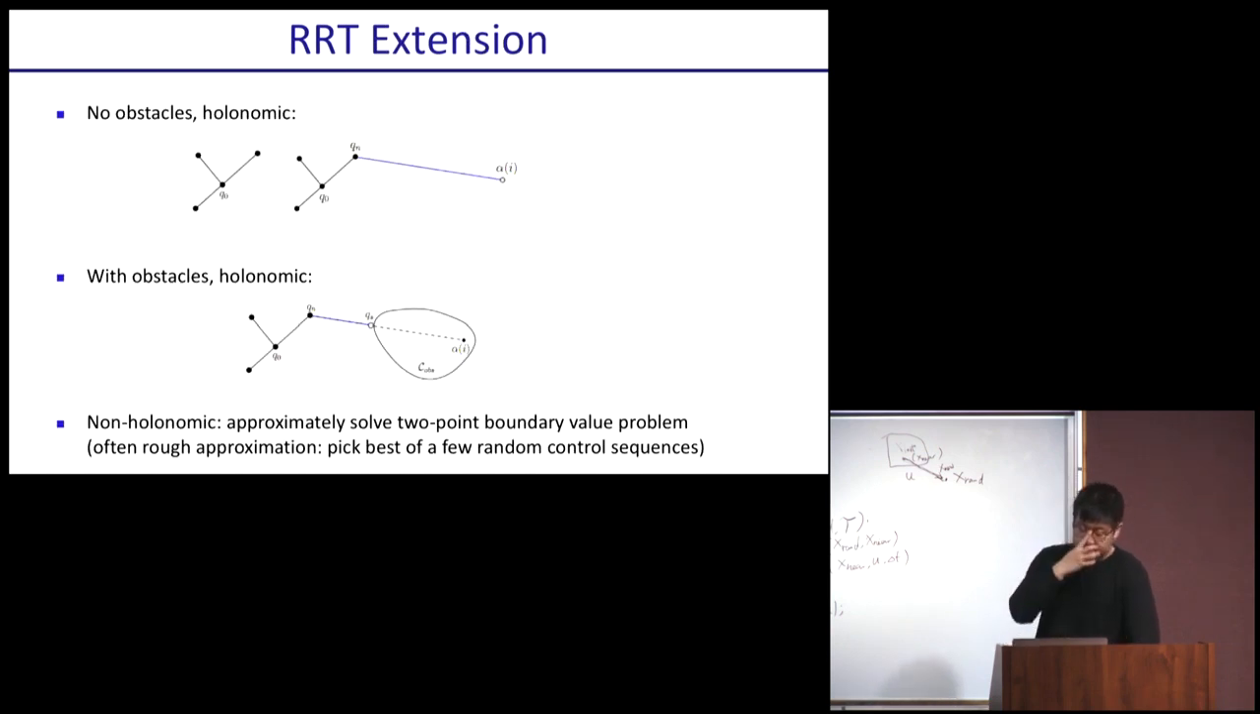And for RRT extension, when there is no obstacle and it is holonomic, we can do something like this. And with obstacles, and it's also holonomic, we can sample, and until we reach some collision, we stop, right? That's why we always have an x new instead of x rand, because there might be some obstacles. And for the non-holonomic case, you can approximately solve the two-point boundary value problem, but it's not guaranteed.